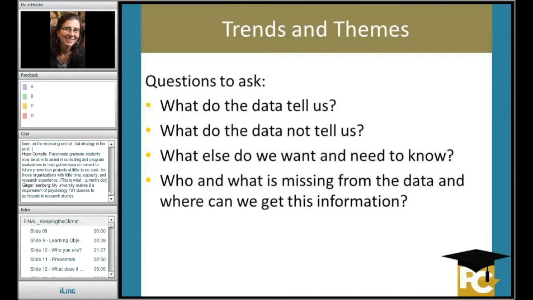Questions to ask are, what do the data tell us, as well as what do they not tell you? Who else? What else do we want, and what else do we need to know? Who and what is missing from the data, and where can you get this information? It's really important, once the data is presented, to think about what we are missing here.